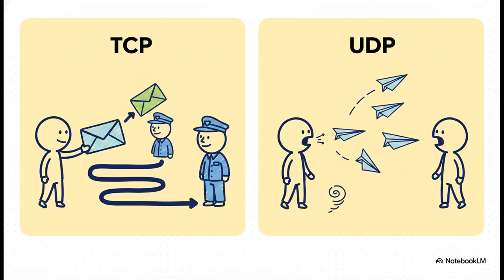UDP, on the other hand, is about speed. It just throws the data out there with no guarantees. It's like shouting across a room. Perfect for live video or gaming where a tiny glitch is better than a long delay.